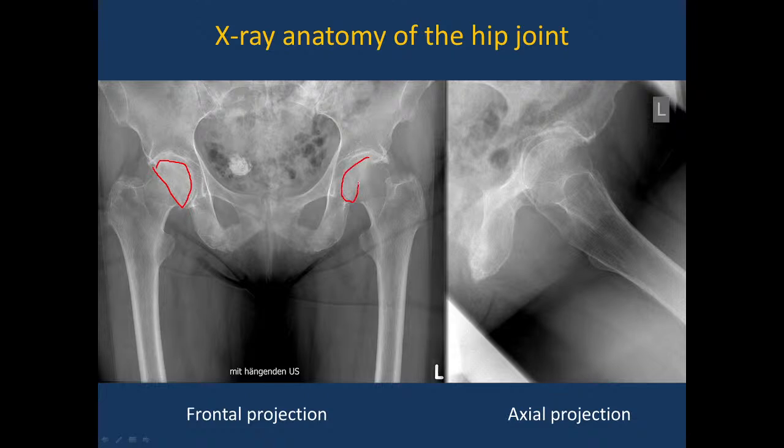And the frontal projection of the hip joints shows us the typical position of the head, caput of the femur, and also sometimes the doctor uses axial projection when the femurs are abducted. And from the lower side all bones are visible.